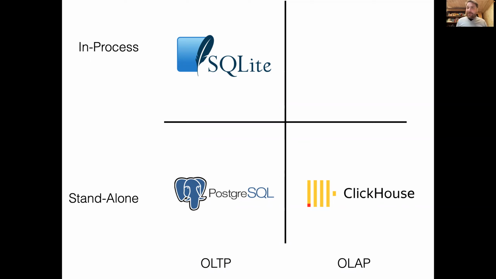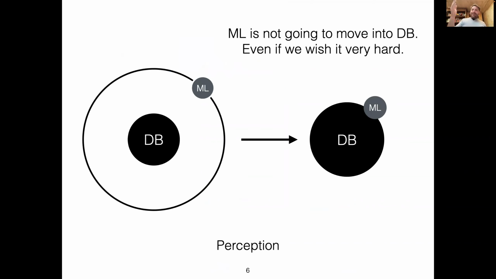And why is in-process OLAP a good thing? Well, allow me to do some more theoretical slides here. If we look at this whole machine learning, analytics, whatever you want to call it, and data management, we often have this perception that we have this database, the central sun around which everything revolves. And then there's this ML thing, which is somehow in orbit to it.